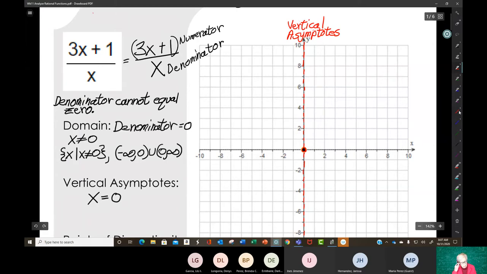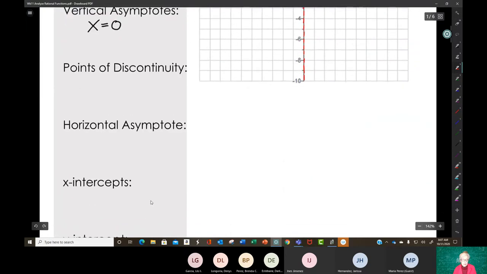Now, next question. There are no points of discontinuity. There will be later, and you'll see how it works. A point of discontinuity is also called a hole. And what you end up with is a hole in the line that makes the graph. But you only get it when there's cancellation. Now, this probably doesn't mean anything to you right now, so don't worry about it.